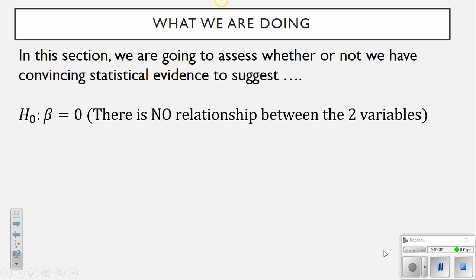Basically, a slope of 0 is a flat horizontal line. Sounds like nothing. Right? There's nothing. So they are not related.